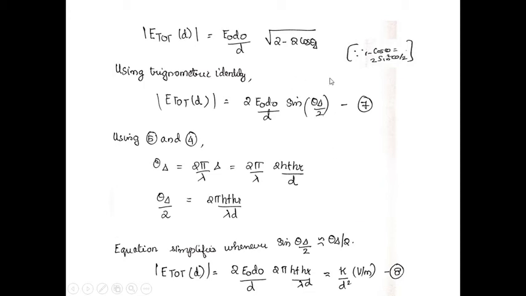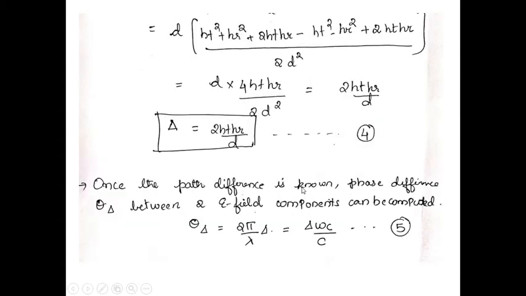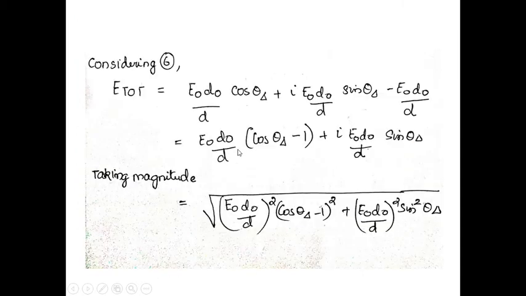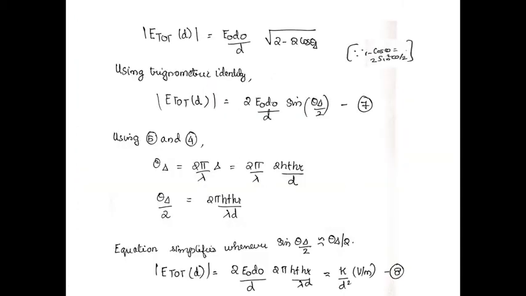Now how do we write the expression for theta delta by 2? We know that theta delta is 2 pi by lambda times delta, and the expression for the path difference delta is 2 ht hr by d, as obtained previously. That is, delta is equal to 2 ht hr by d and theta delta is 2 pi by lambda into this value of delta. That is what is written here. So we can write the expression for theta delta by 2 as 2 pi ht hr by lambda d.